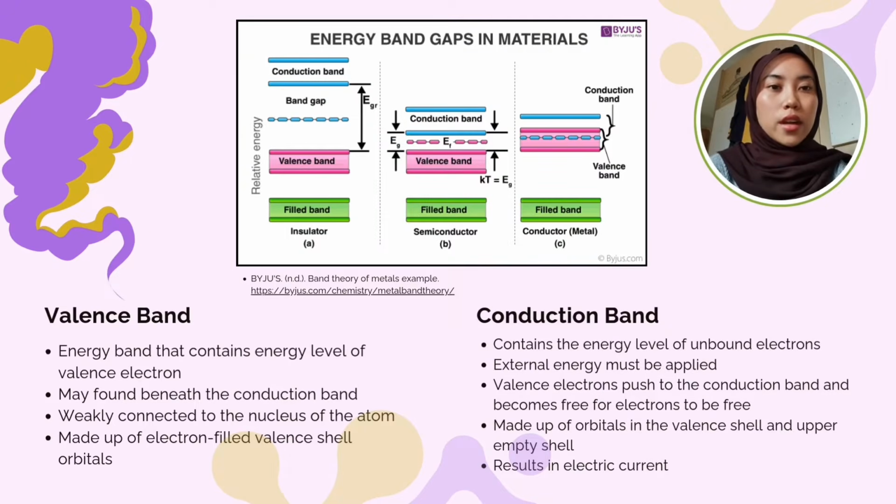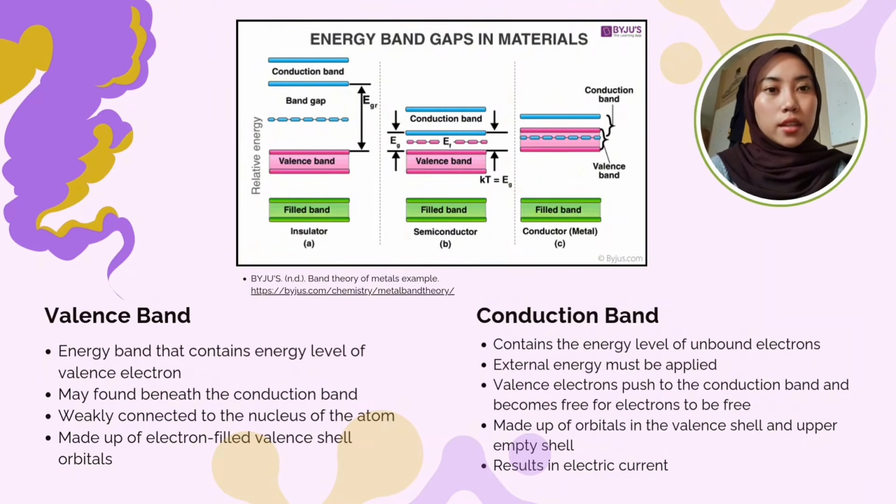Let's take a look at the valence and conduction bands. The valence band is the energy band that contains the energy levels of valence electrons. This band may be found beneath the conduction band. In addition, the electrons in this band are weakly connected to the nucleus of the atom. It is made up of electron-filled valence shell orbitals. The energy of electrons in the valence band is lower than that of electrons in the conduction band.